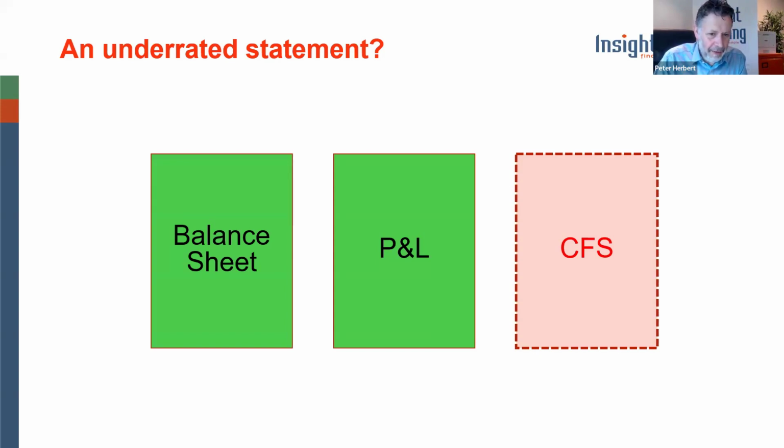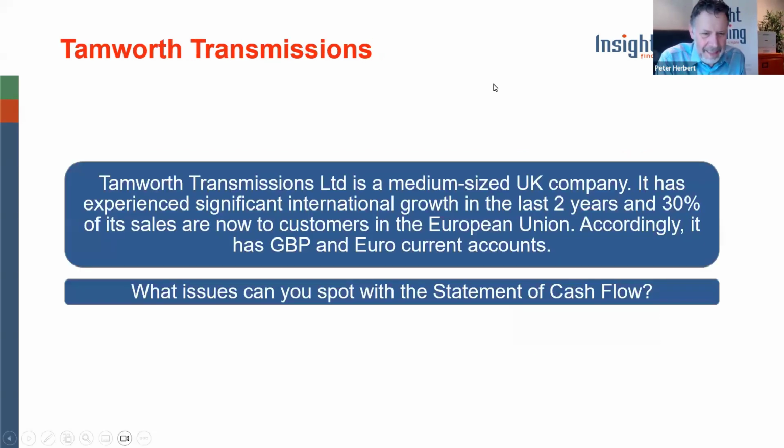So here's our scenario. We've got a company called Tamworth Transmissions Limited. It's a medium-sized UK company. It's experienced significant international growth in the last 2 years, and 30% of its sales are now to customers in the European Union. Accordingly, it has GBP and euro current accounts.